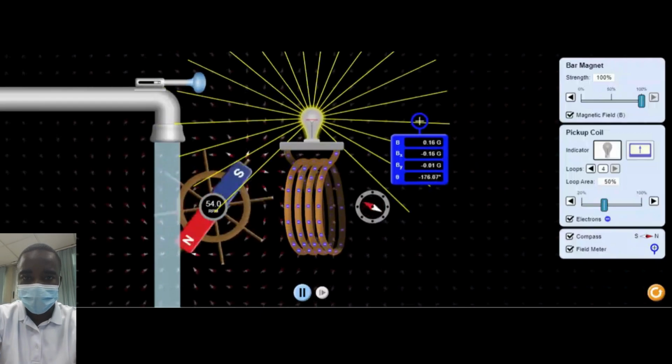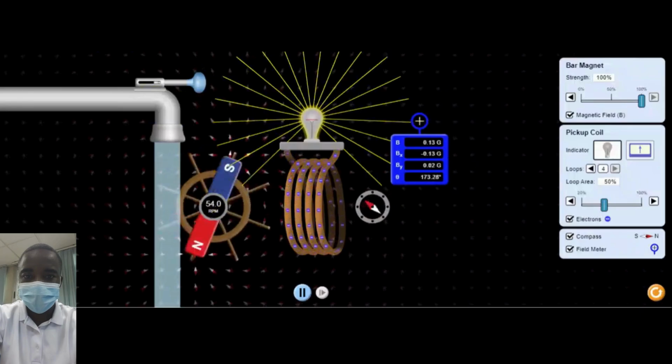Through exploration and experimentation, students can gain a deeper appreciation for the complex and fascinating interactions between electricity and magnetism.